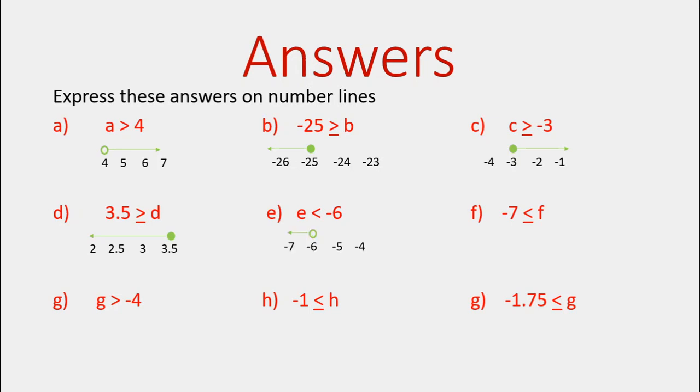E is less than negative 6. F is greater than or equal to negative 7, so I've colored in the circle that time. G is greater than negative 4. H is greater than or equal to negative 1. Again, I color in that circle. And G is greater than or equal to negative 1.75. Coloring in that circle again.